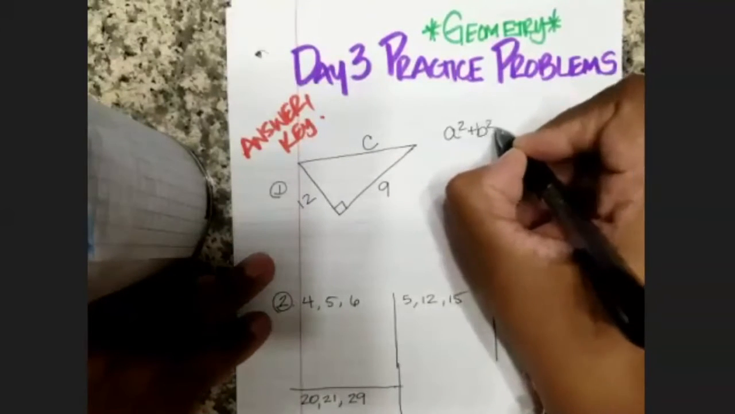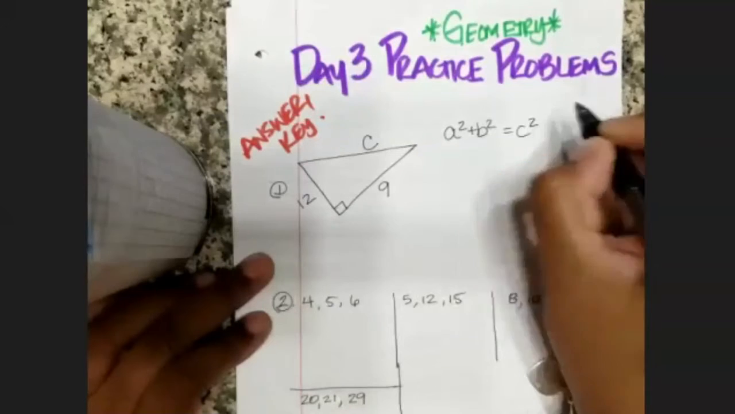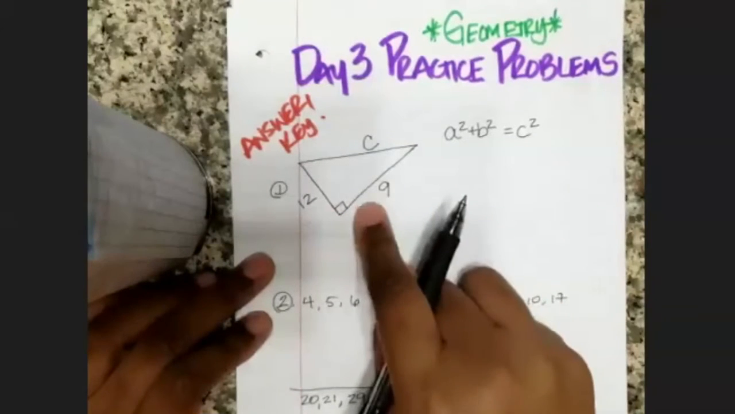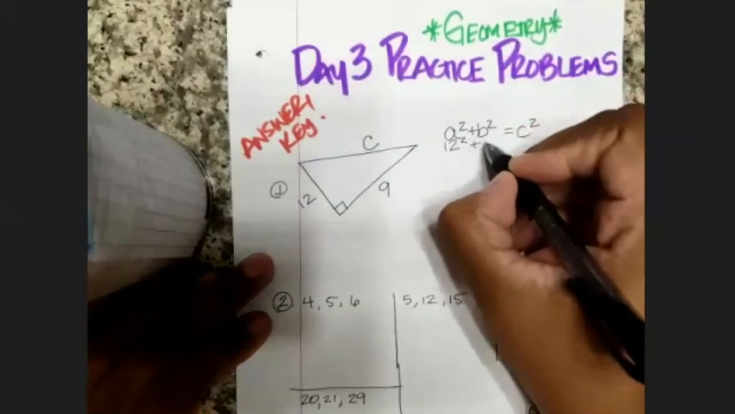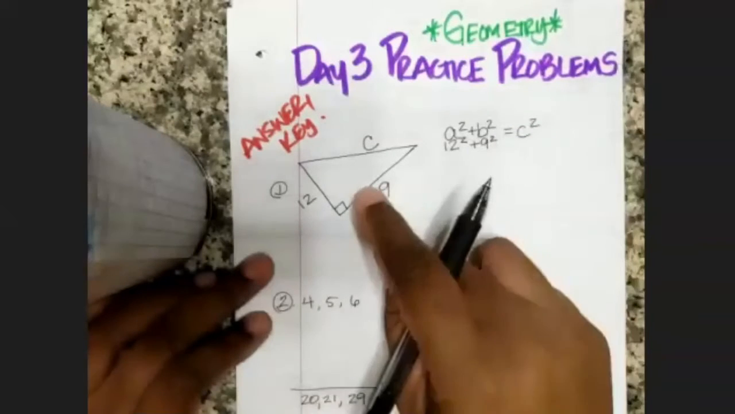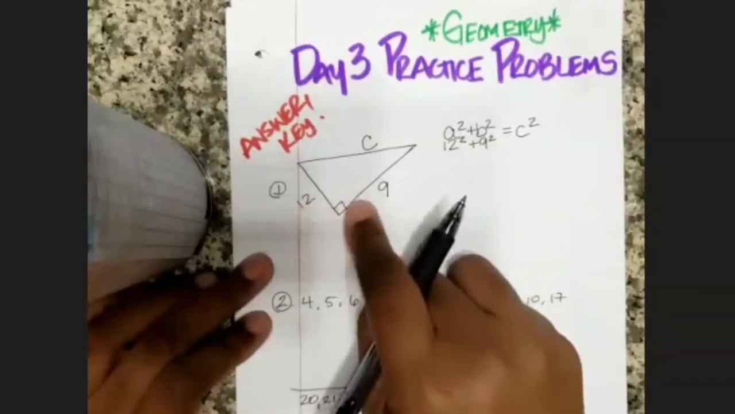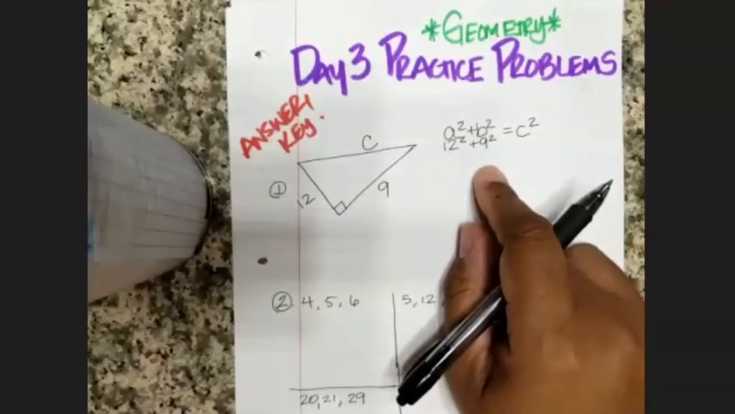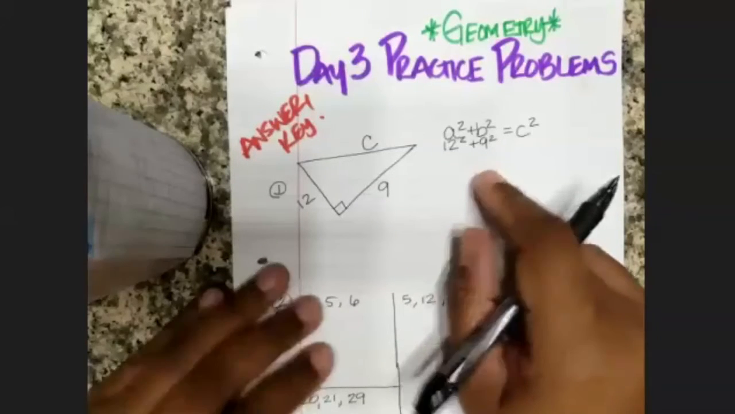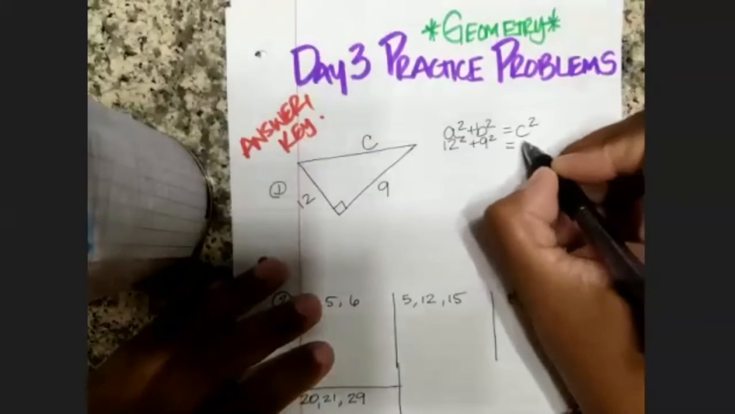So I'll start by writing my formula. That's always our first step. And then I'm going to plug in the values. Remember that 12 and 9 are both legs, so they could be A or B. And C is the hypotenuse, so we're always going to plug in C squared by itself.